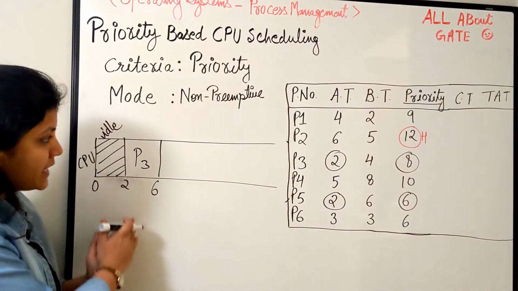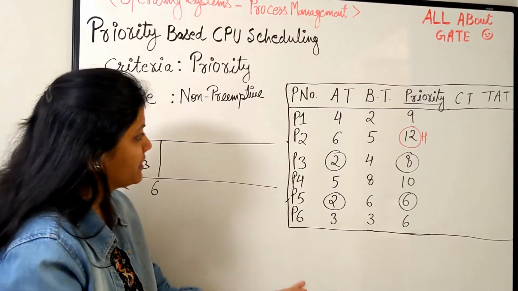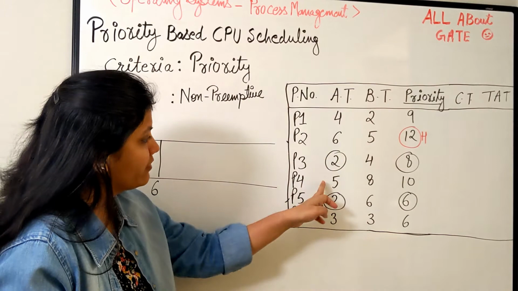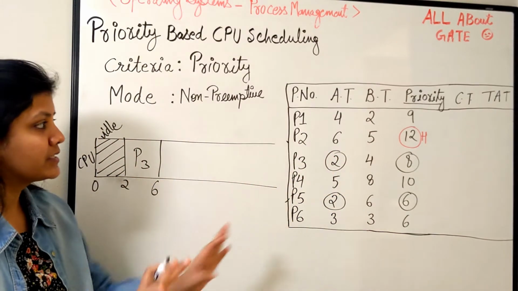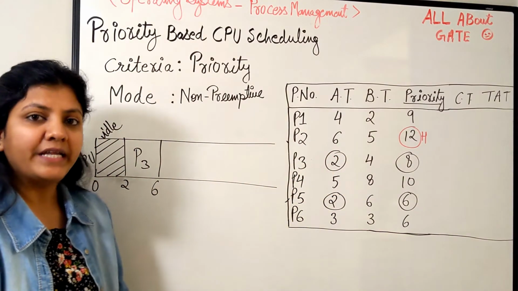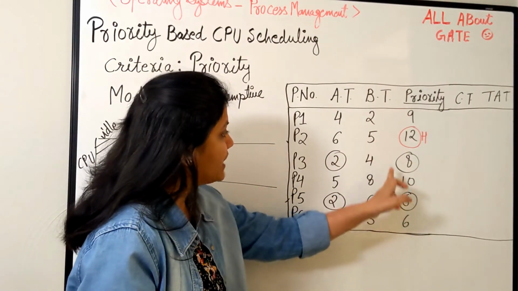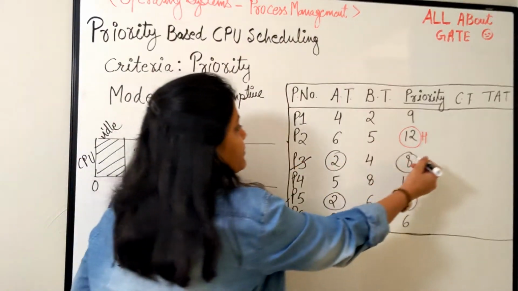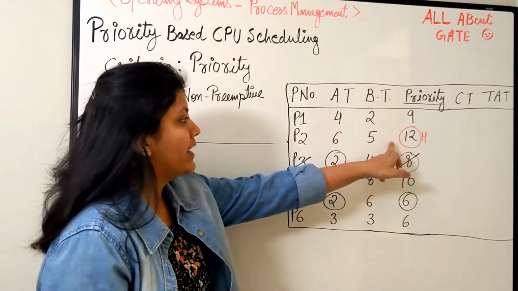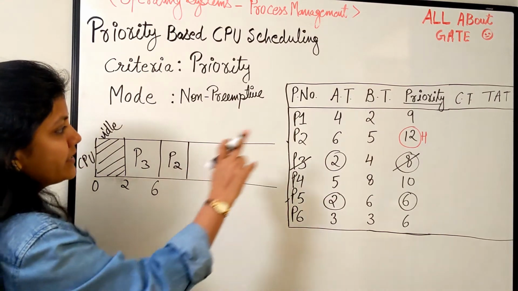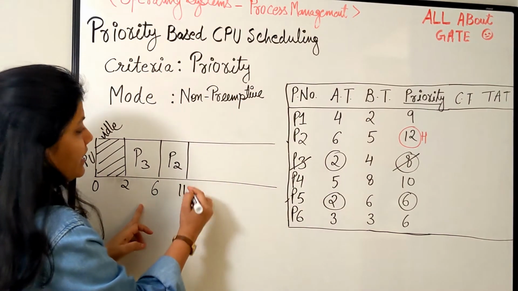Now by time 6, what other processes are available? I guess we have all available, right? Processes 3, 4, 5 and 6, all the remaining processes are right there. Now it becomes very easy. You simply have to pick the process with the highest priority. So the next with the highest priority, let me just cut this off so that we don't get confused, is P2. So let's schedule P2. Quite simple, and it needs 5 bursts, so 6 plus 5, 11.